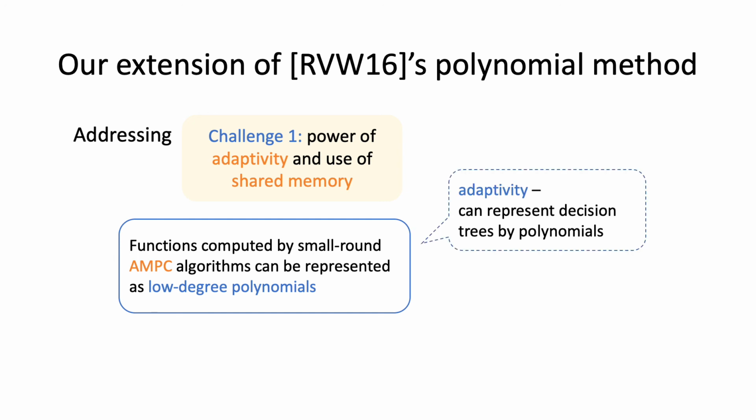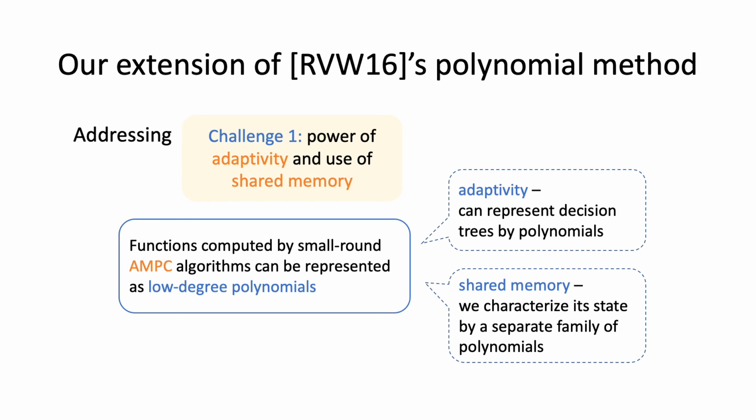For adaptivity, recall that the adaptive sequence of queries made by a machine in a round can be viewed as a decision tree of depth at most s. We then use the observation that decision trees can be represented by polynomials. As for the shared memory, our solution is the following. In addition to a family of polynomials that characterize the input messages to machines, just as what RVW did, here, for AMPC, we use a separate family of polynomials to characterize the state of the shared memory in each round.